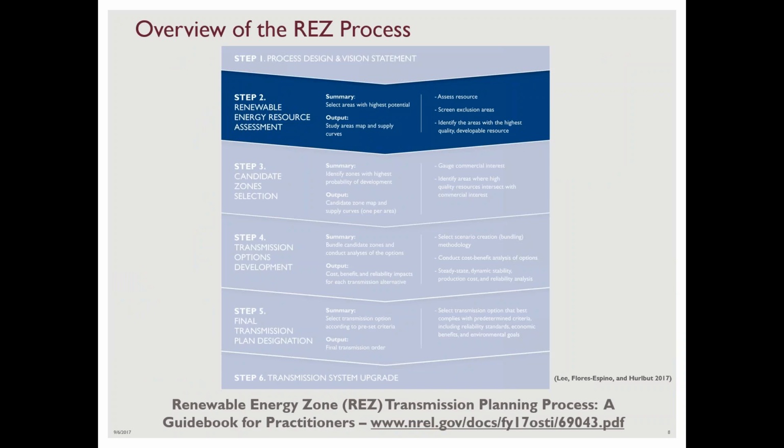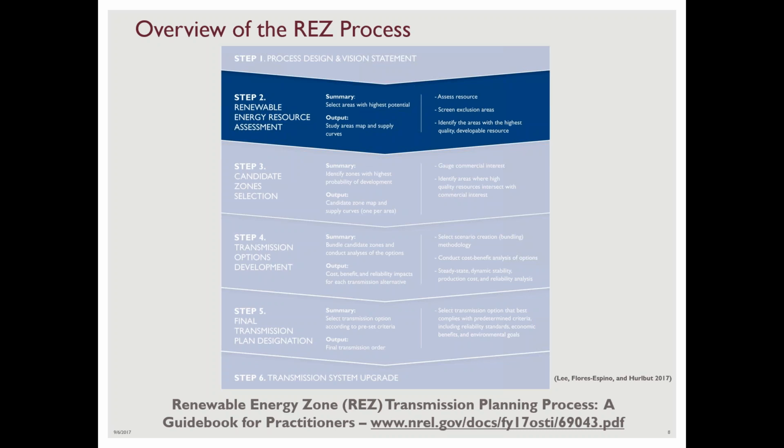Step two, identifying the renewable energy resources. So here we conduct an assessment to select the areas with the highest resource and technical potential. So where can we technically develop wind and solar? An output here is a map of where these study areas are and an understanding of how much generation is available from each of these areas. So a supply curve showing how much generation we could get at what levelized cost of electricity.